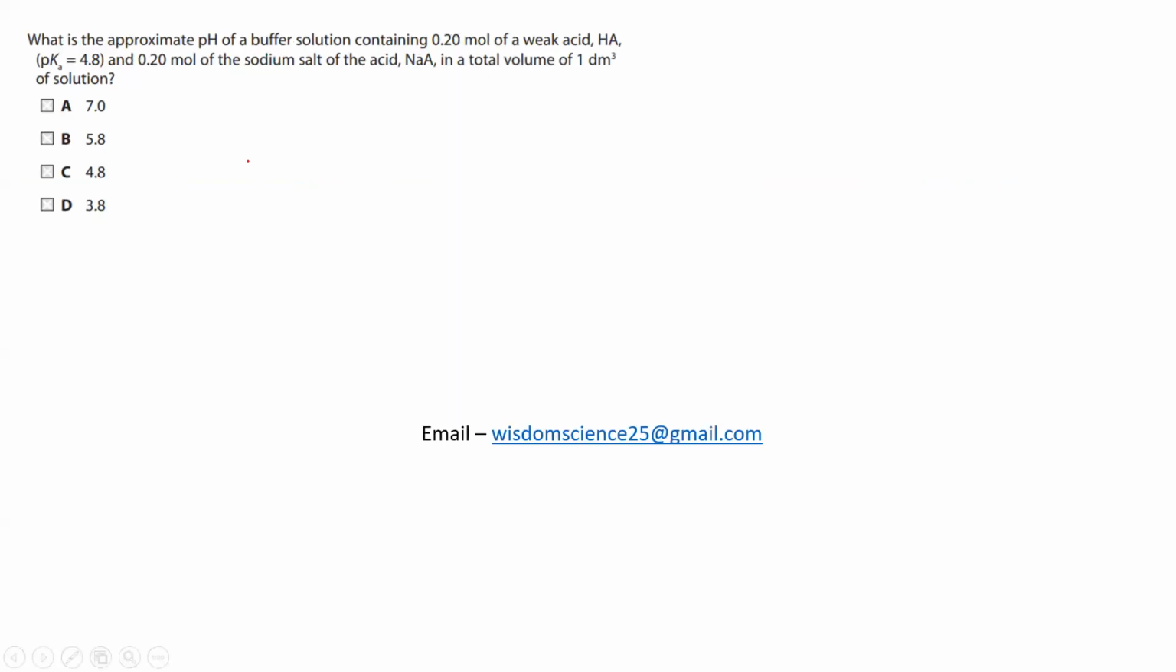So this question: what is the approximate pH of the buffer containing this many moles of the weak acid? The pKa value is given to you and the salt concentration is also given to you. So they have given you the moles and you have to find the pH. For this question, solve it, think, and send the answer to wisdomscience25@gmail.com.